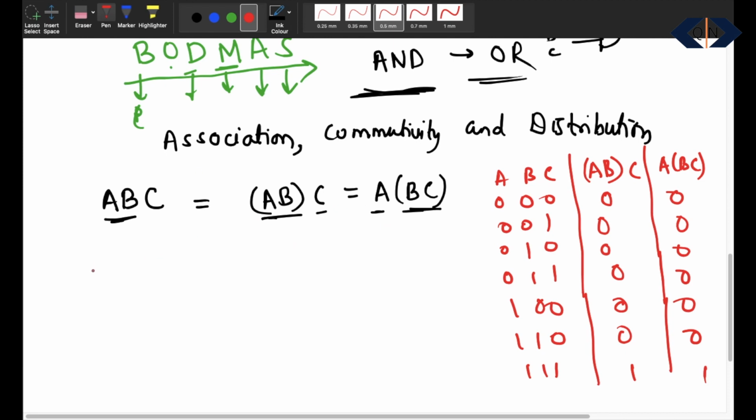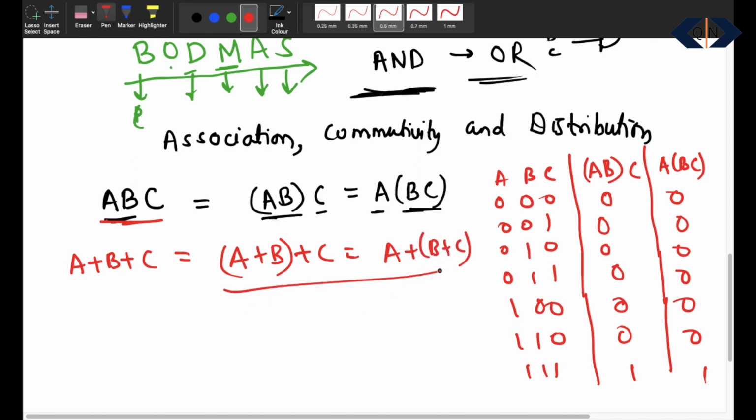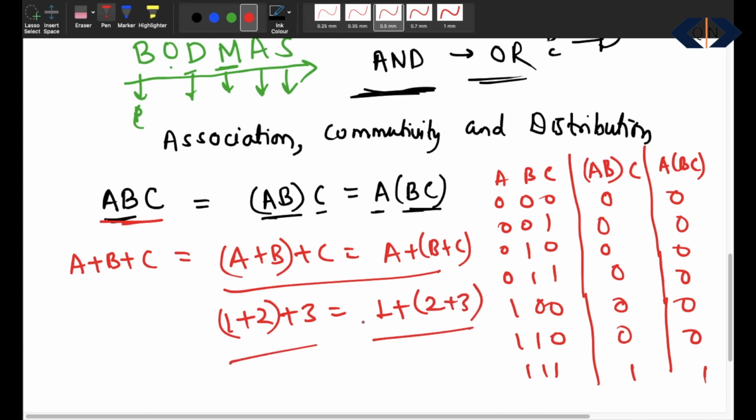You can also check this, this is all multiplication. Suppose all are attached to an OR gate. Can we say that A plus B plus C is equal to A plus B plus C? This is correct, right? In normal mathematics also, this is correct. Like 1 plus 2 plus 3 is equal to 1 plus 2 plus 3. Yeah, it is true. So this is also true for Boolean algebra.